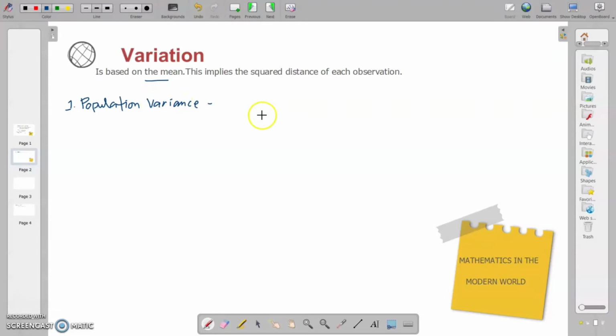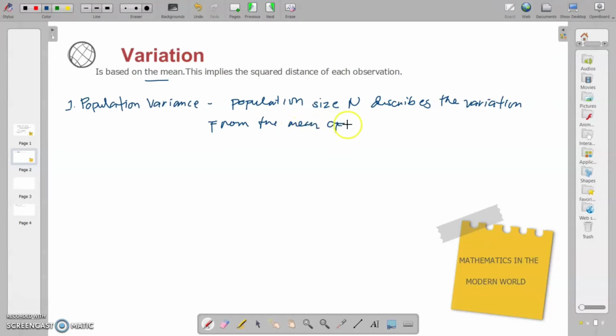In population variance, a population of size n describes the variation from the mean of the x sub i observations in the population.